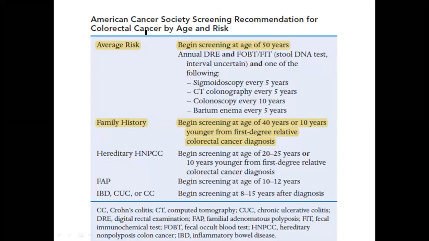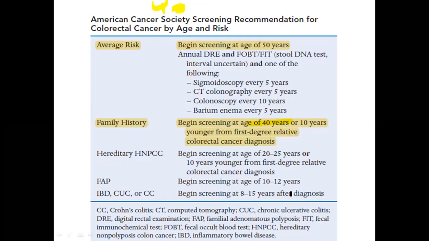So this is the American Cancer Society screening recommendation for colorectal cancer. If the patient is average risk, screening begins at the age of 50 years. If the patient has a family history of cancer, begin screening at the age of 40 years. Yeah, that is the recommendation. For breast cancer, if you remember, for average risk, the recommendation is that if they are willing, let them start from the age of 40 years. But for high risk individuals, usually at the age of 30 years, screening is very, very important.